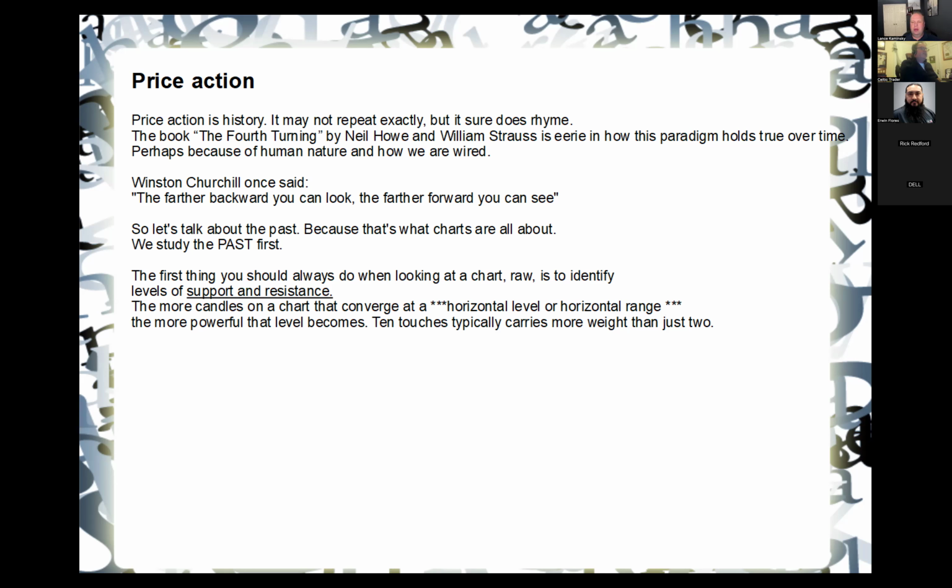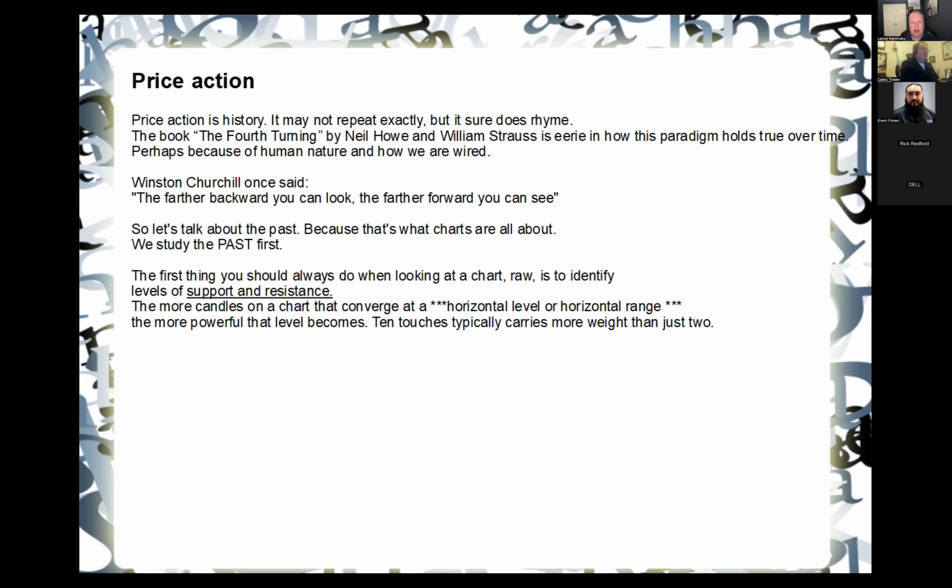And the first thing you should always do when you look at a chart is look at that chart raw. And what do I mean, look at that chart raw? Look at that chart unencumbered by trend lines, by support, by resistance, basically just candles. That's it. That's where you want to start. And when we start with a raw chart, that's when we can begin the journey of technical analysis.